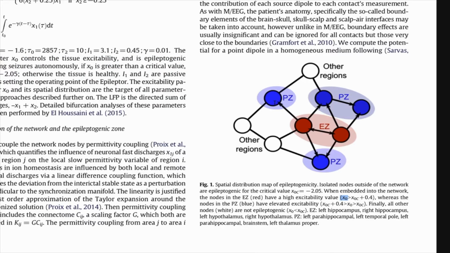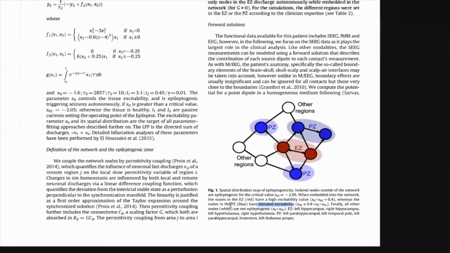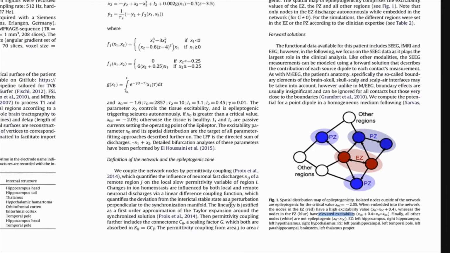And those blue regions representing the propagation zone have just an elevated excitability of between the critical value and the critical value plus 0.4. Finally, all the other regions, these white regions, have an epileptogenicity parameter X0 below the critical threshold. So we generate different configurations of this Epileptor model and equip them to different regions of our network.